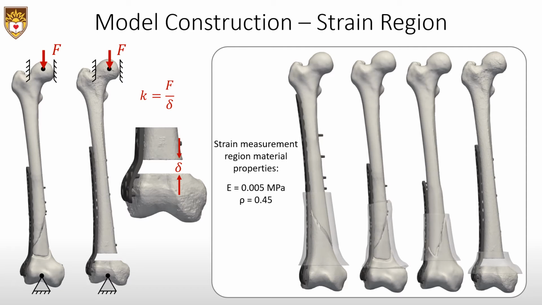To address this limitation, we created a strain measurement region around the interfragmentary zone. This region had an elastic modulus many orders of magnitude lower than the bone or hardware so that it did not affect the stiffness of the construct. The strain measurement region allowed for the complex 3D strain field to be calculated and visualized within the fracture zone.